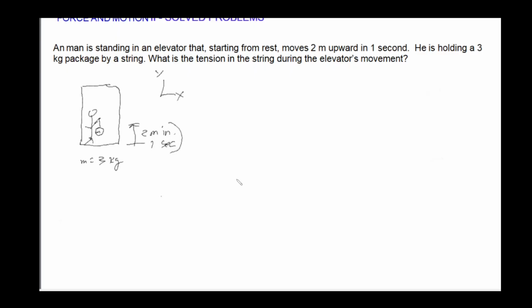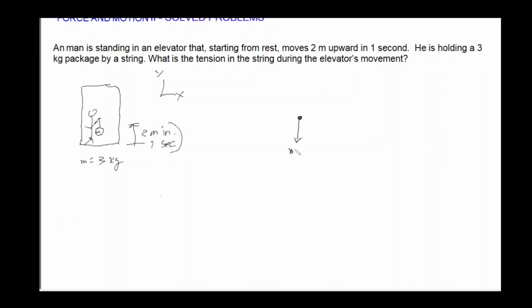Let's do another problem. A man is standing in an elevator that, starting from rest, moves 2 meters upward in 1 second. He is holding a 3-kilogram package by a string. What is the tension in the string during the elevator's movement? So you can see the diagram here. We have an elevator, a man holding a package by a string, and the elevator moves 2 meters in 1 second. So let's do the free body diagram on the package.